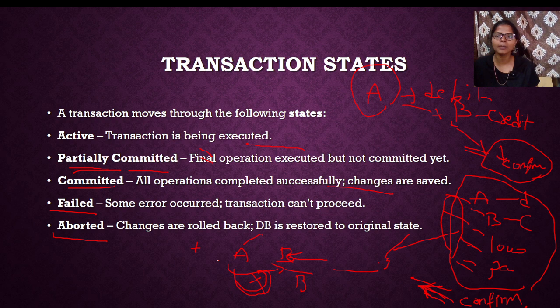Okay, next, fail. It may be due to some other issues. When it fails, if the amount has not reached the end account, that amount should return to the original account. The database has to return to the original state. It may take some time. That is called the aborted state. These are the transaction states when you are performing a transaction.